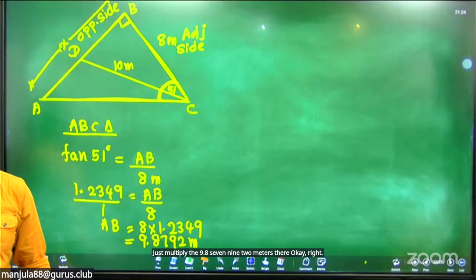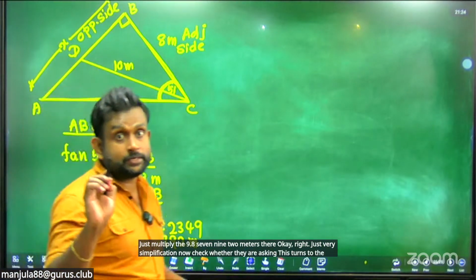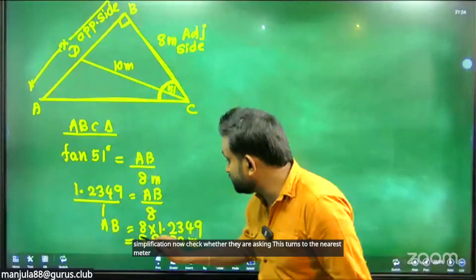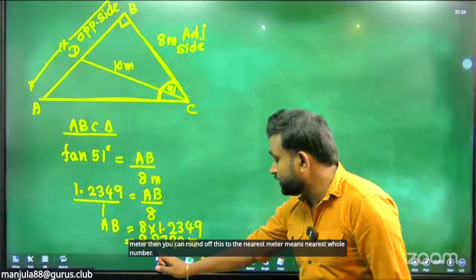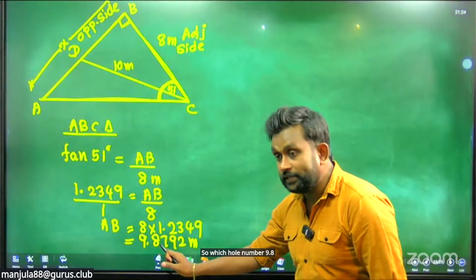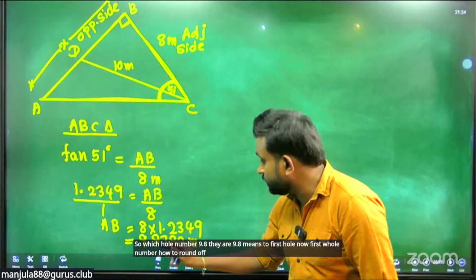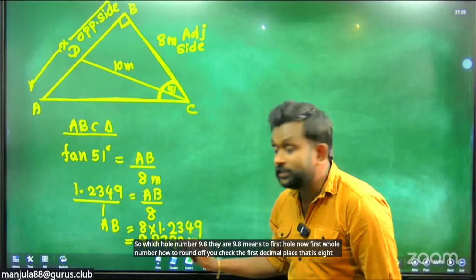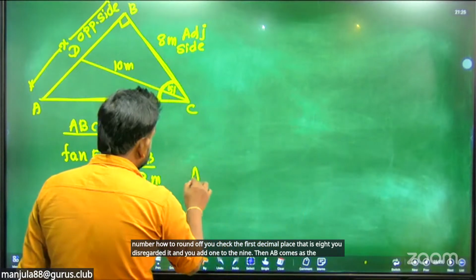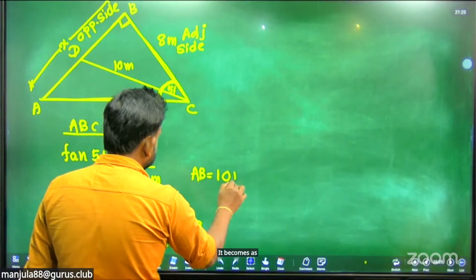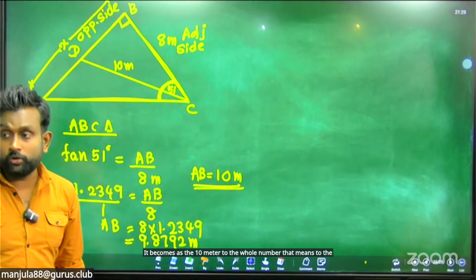This is just simplification. Now check whether they are asking for the distance to the nearest meter. Then you can round this off to the nearest whole number. We have 9.8. How to round off? You check the first decimal place, which is 8, so you disregard it and add 1 to the 9. Then AB comes as 10 meters, to the nearest whole number.